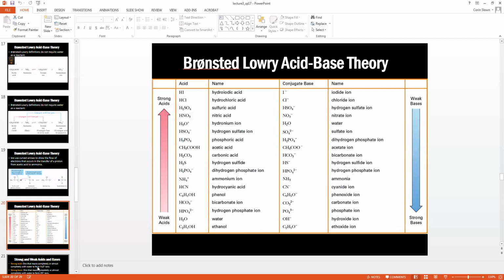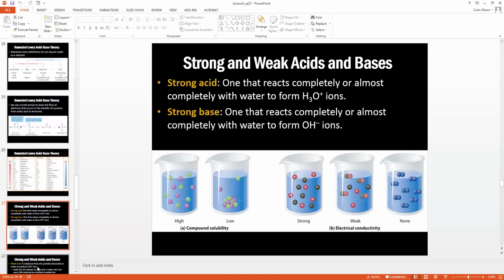We could do any combination. In fact, one of the best ways to practice Bronsted-Lowry acid-base pairs is to choose two and determine what the relationship or the interaction is between them. It's useful for us to think about strong and weak acids and bases.